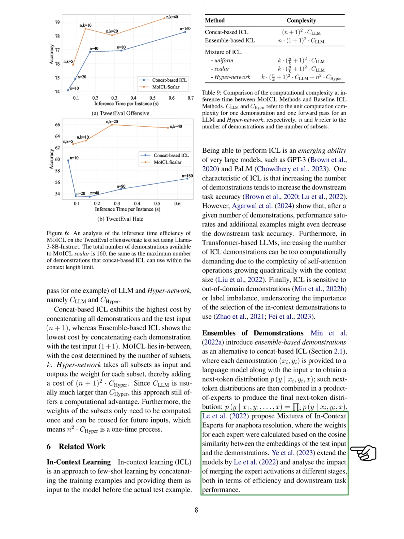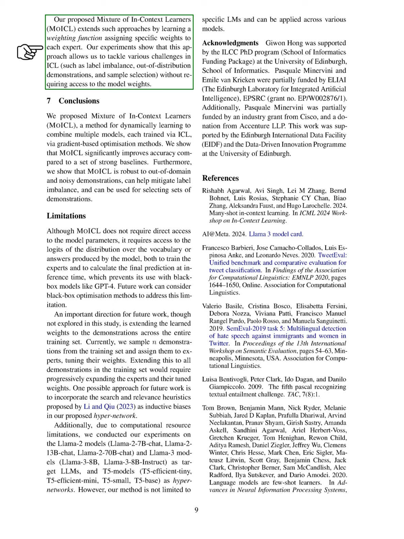We propose mixtures of in-context experts for tasks like anaphora resolution, where we calculate expert weights based on the similarity between the test input and demonstrations. Our work extends these models by examining how merging expert activations at different stages affects both efficiency and task performance. Our mixture of in-context learners, MOICL, builds on this by learning a weighting function that assigns specific weights to each expert, allowing us to address various challenges in ICL without needing access to the model weights.